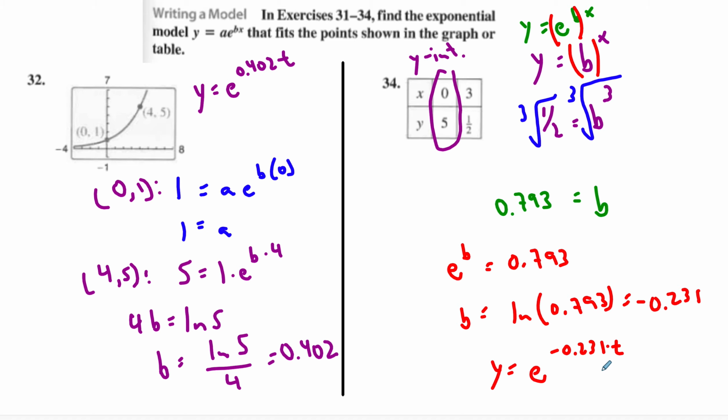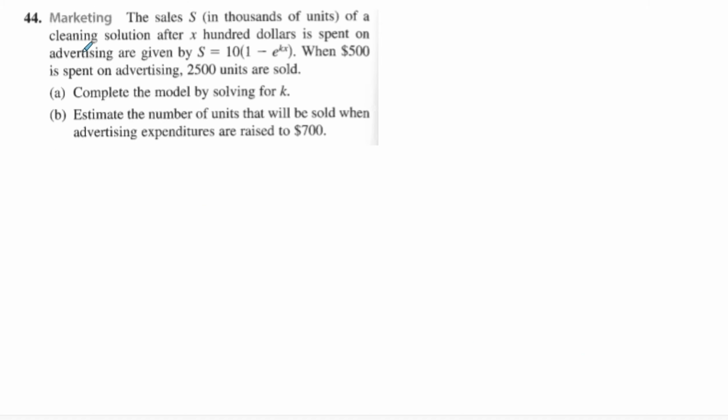So everything's okay. All right, marketing, sales, and so they give us this equation, and then they say when $500 is spent, 2,500 units are sold. Okay, $500 is X, $100, X $100, X $100. So if we're talking $500, that is 5 hundreds, right? So X would be equal to 5 after X $100 is spent. How many $100? $500. So that means X equals 5. So $500 translates to X equals 5.